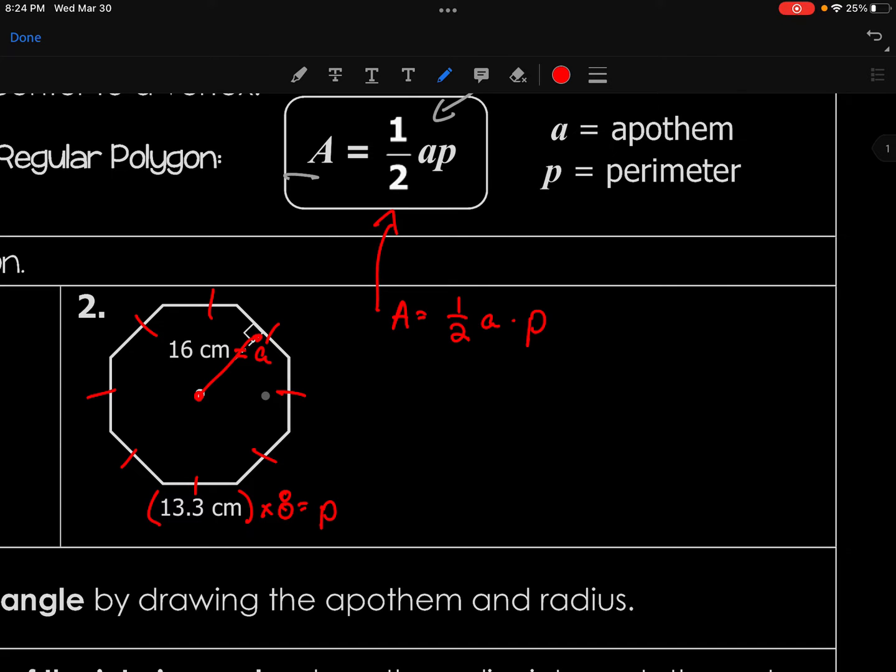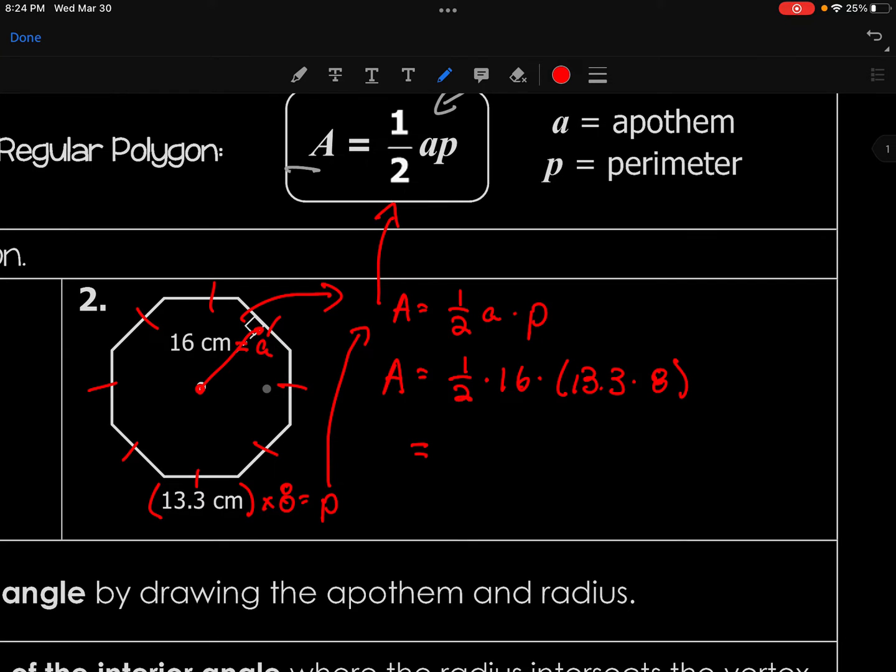Great, we just substitute that into the equation, and we're done. So area is equal to 1/2 apothem, which is 16, times the perimeter, which is 13.3 times 8. Which should give you, if you put it in the calculator, oh, you guys might not have a calculator today, so use the ones on your computer.